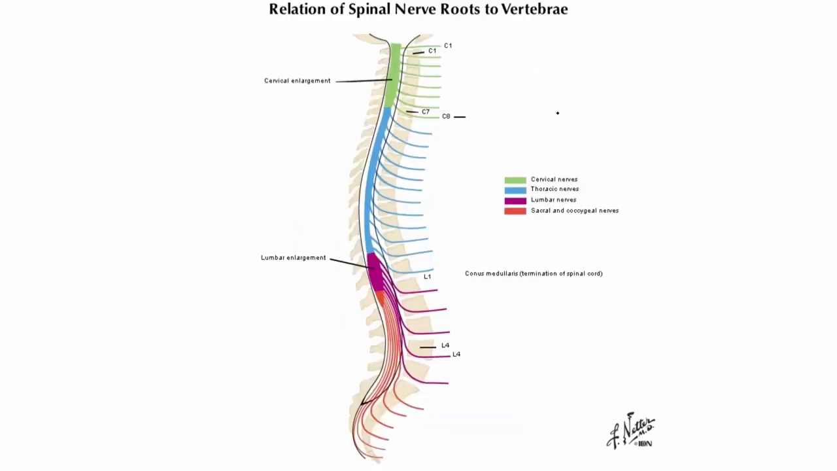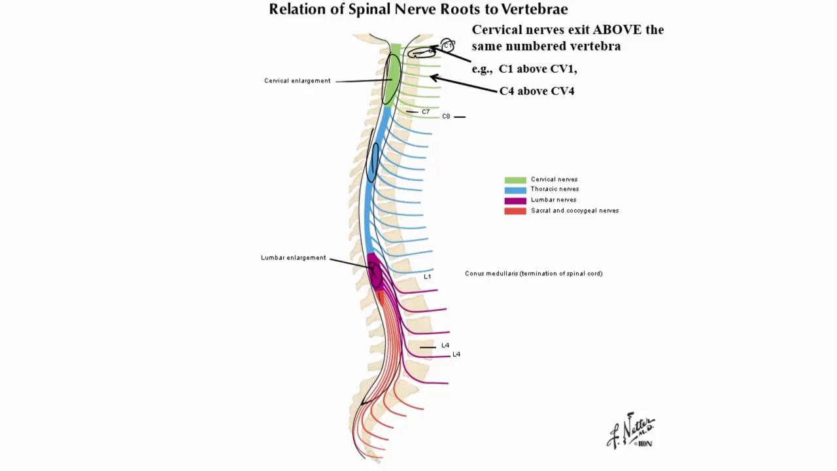This is a very diagrammatic representation of the spinal cord in the cervical, thoracic and lumbar regions, and again down towards the lower sacral and coccygeal components. What one can see is that in the cervical region, C1 comes out above CV1. C4 above CV4. The cervical nerve number 4 comes out above the cervical vertebra number 4, and so on. But as we go down to CV7, C7 comes out above CV7, and then C8 comes out below it.